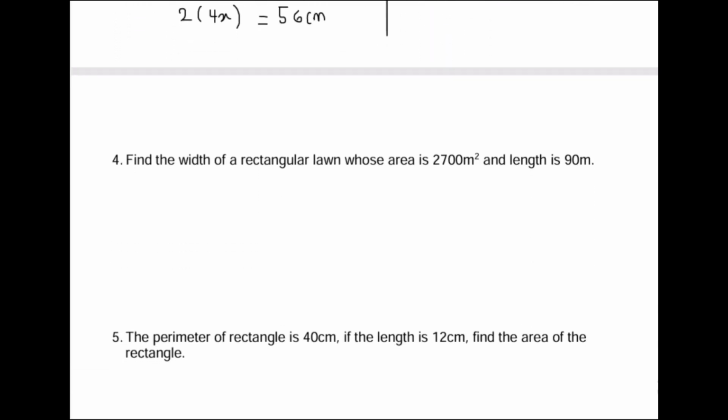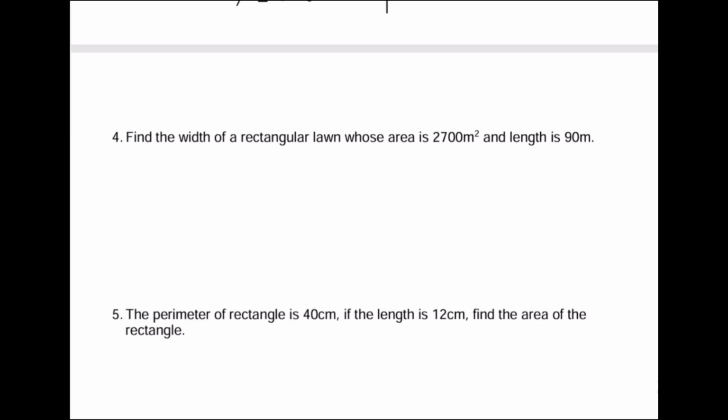So that is how we got 7 centimeters. So let's move to the next question. The width of a rectangular lawn whose area is 2,700 meters squared, and we have to find the width. We don't know. Then we have the area, which is 2,700 meters squared, and the length is 90 meters.